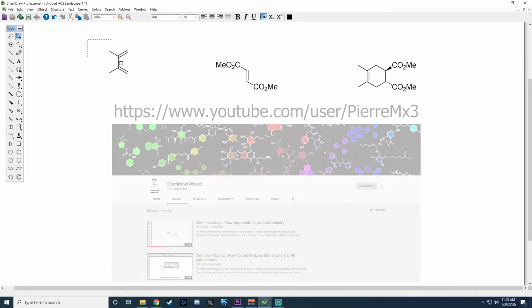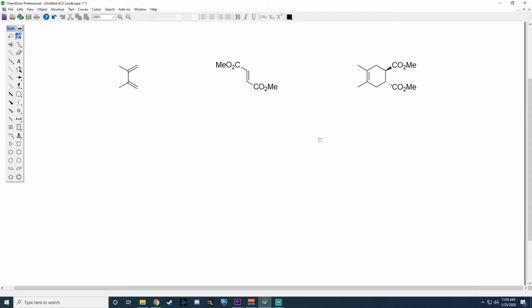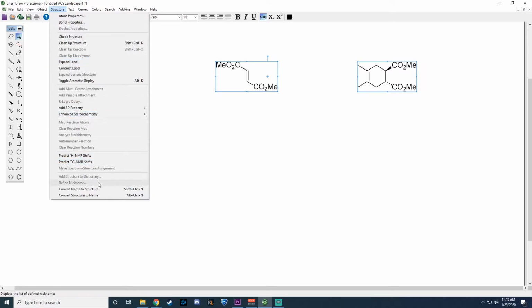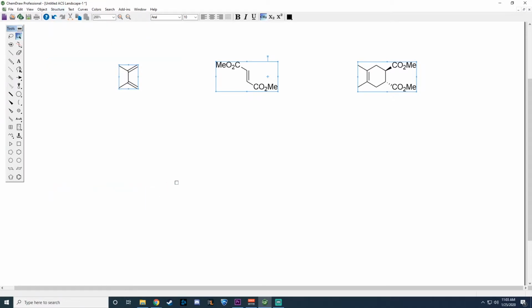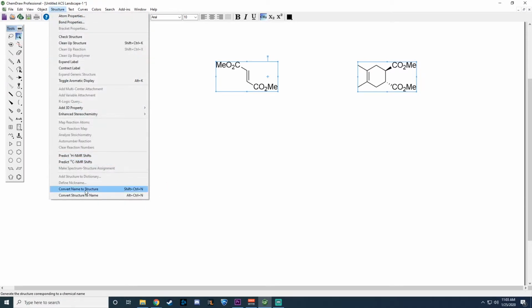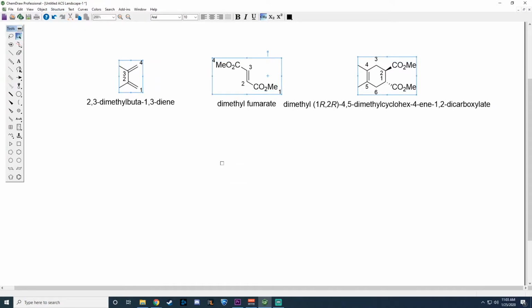So after drawing them out, space them out a little bit, you can highlight or select all of the compounds, and you can click Structure, Convert Structure to Name. And if we try that one more time, then it should work, and there we go. So we have the names of all of the compounds that we want to look up.